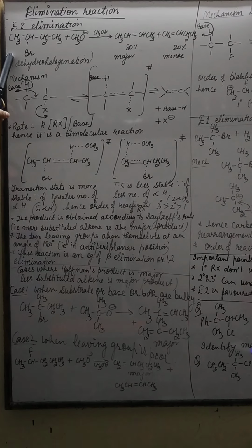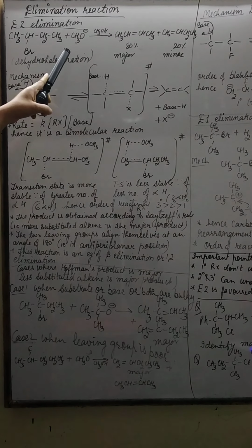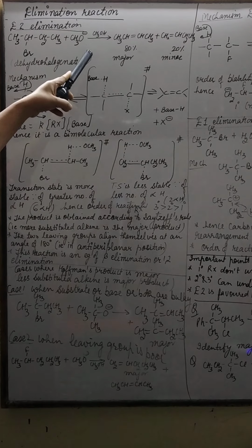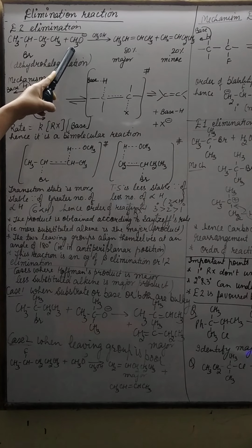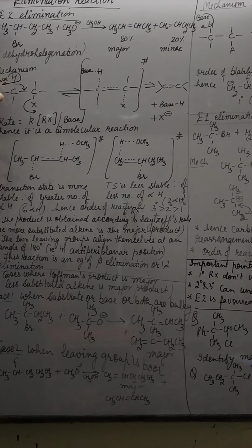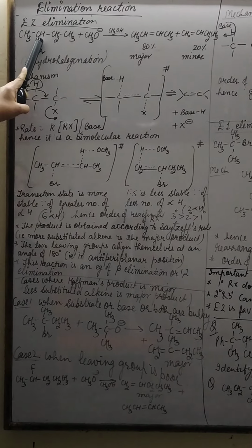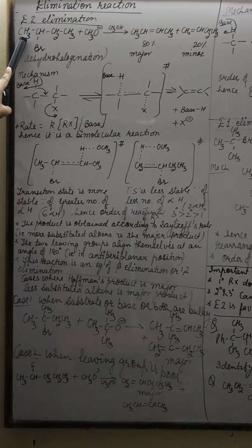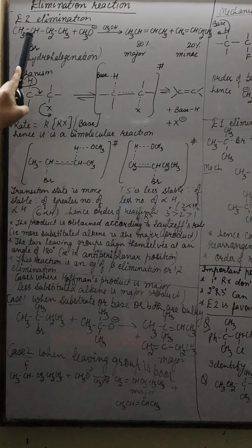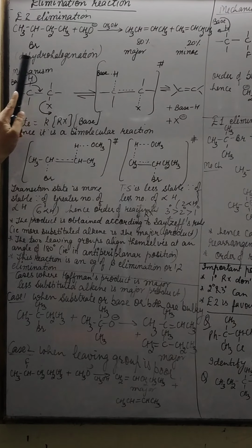Let's consider this reaction. Alkyl halide reacts with a base in a suitable solvent, like here, we have taken methanol. What happens is this base will abstract a proton from the beta carbon. This is the alpha carbon, this is the beta carbon, this is also a beta carbon. So alpha beta elimination occurs, that is, dehydrohalogenation occurs.